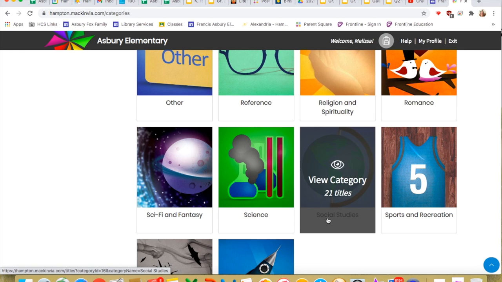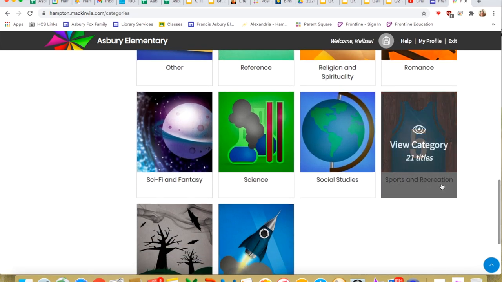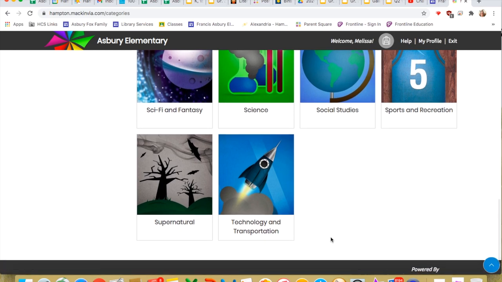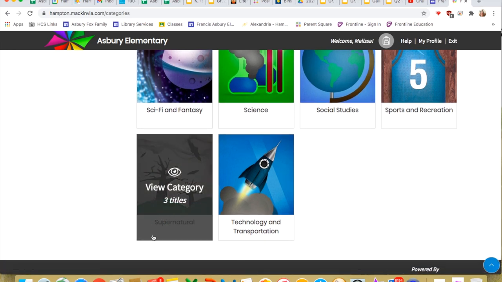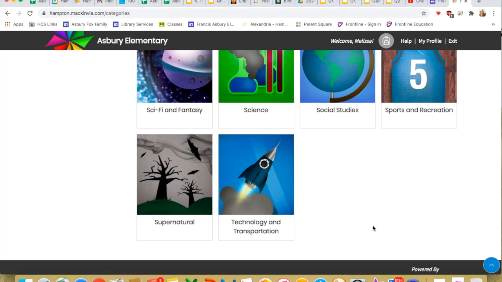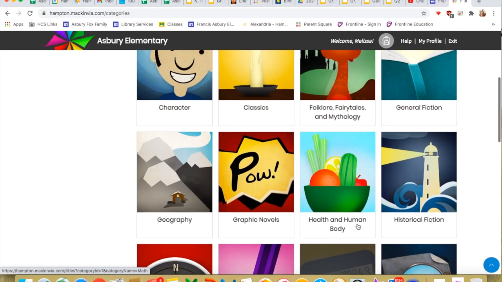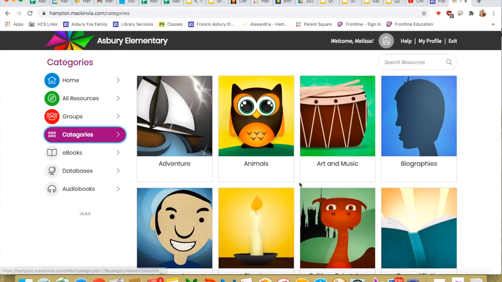Then you have science and social studies, which are going to be your nonfiction. Sports and rec, nonfiction. Ooh, supernatural. So that's going to be a type of fiction. Supernatural might also be a lot of it under fantasy too. Then you have technology and transportation, which is nonfiction. So you're going to find a lot of genres under these categories.